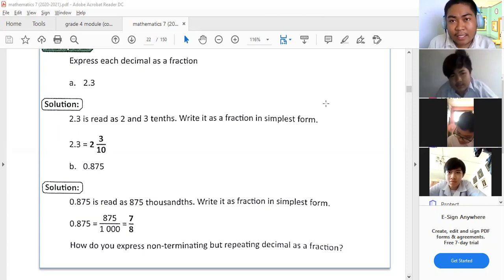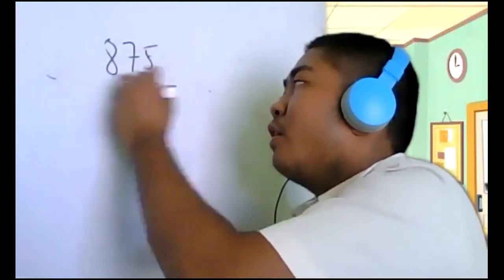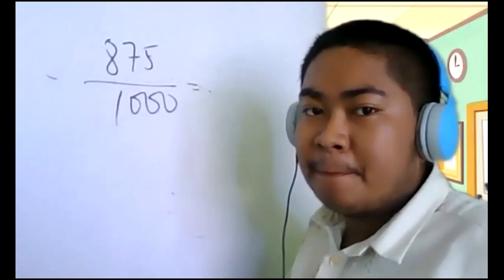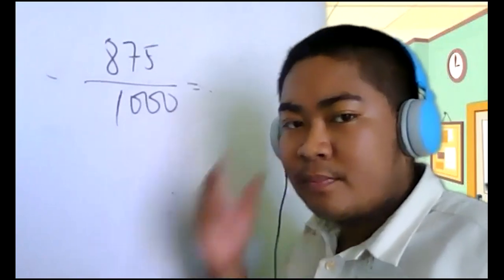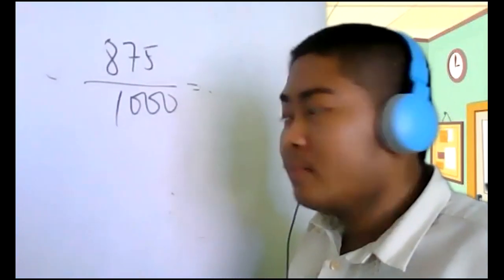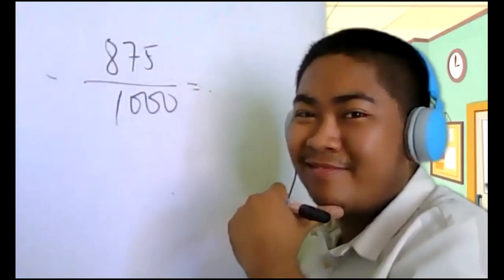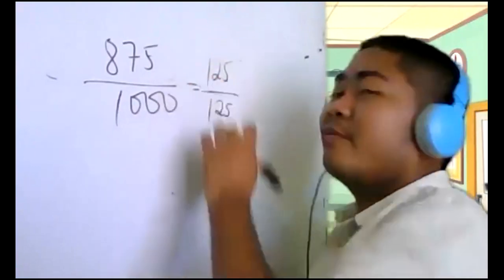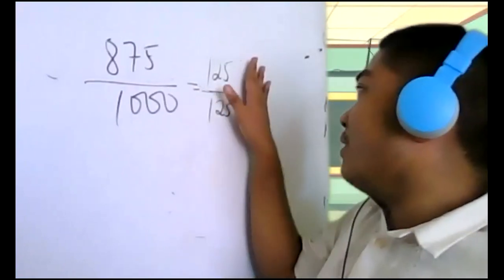So, try natin. So, we have 875 all over 1,000. So, saan ba sila common? 7 and 8. I really don't know that. It's parehas sila na ang factor is 125. Really? Yes. Try muna natin sa pinakasimple.